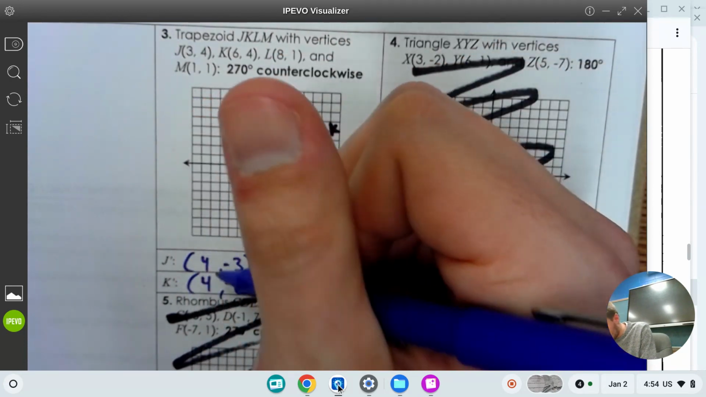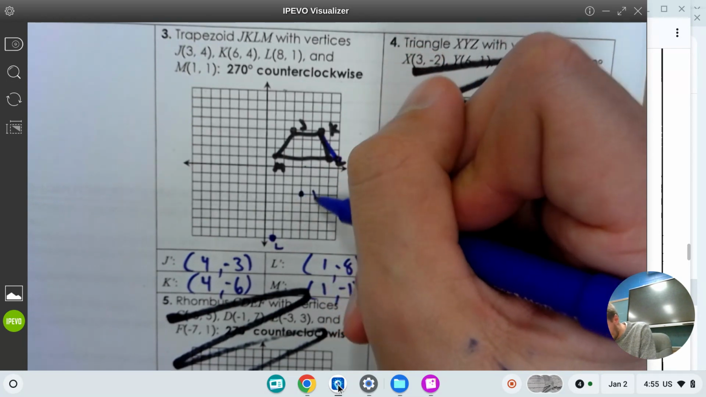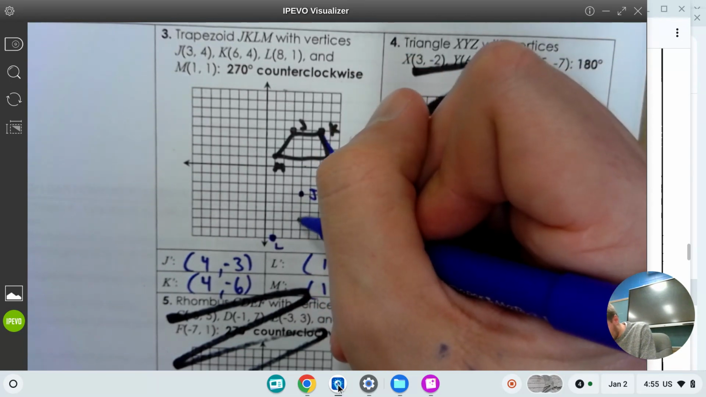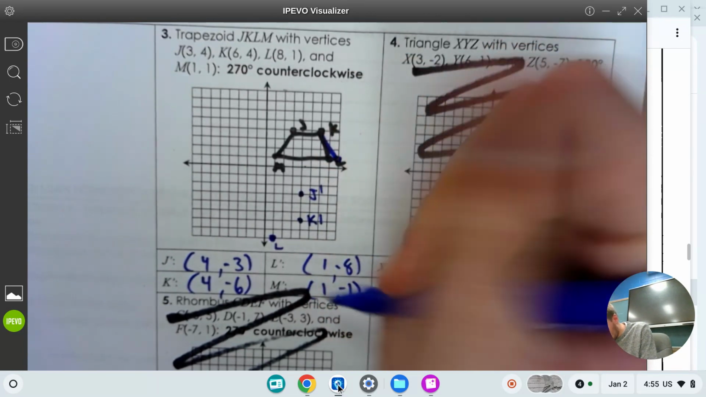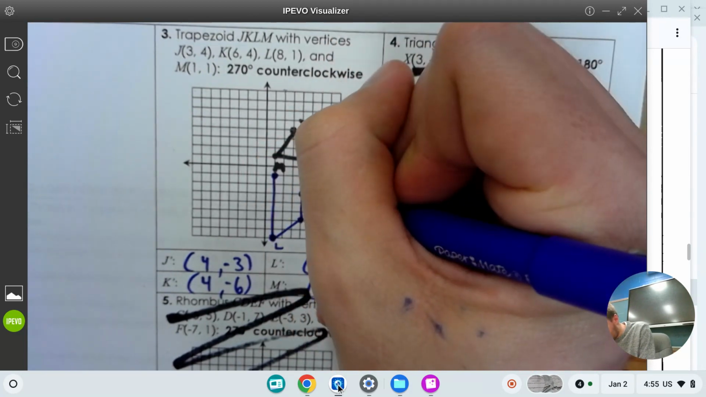Let's go back over here to J. 4, negative 3. 4, negative 3. Got it. J prime. 4, negative 6. Over 4, down 6. That's K prime. And M is 1, negative 1 right here. That's M.